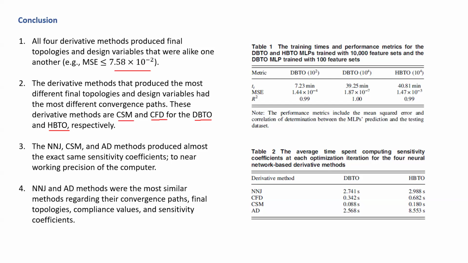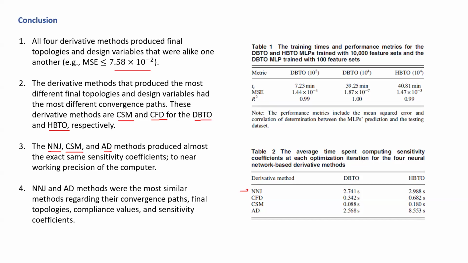So all the methods, but particularly the neural network Jacobian, automatic differentiation, which should produce pretty close results, and the complex step method, they produce pretty much the exact same coefficients, nearly to working precision of the computer. There is a big difference in terms of the time that it takes for the sensitivity analysis.